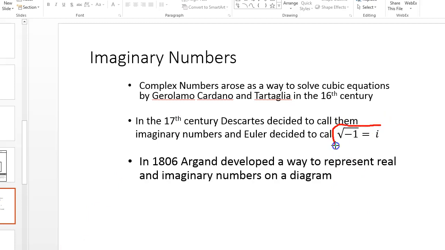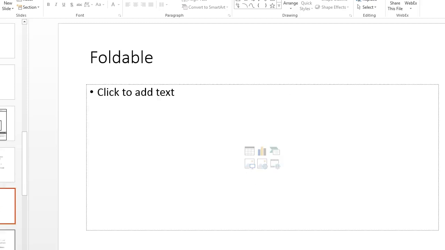If I was to write something in my notes, it would be this, okay? This allows us to solve square roots of negative numbers because now we can take out that i, and that's so important. In 1806, Argand developed a way to represent real and imaginary numbers on a diagram. As you go on in math, or if you go in other STEM-related fields, we do use i quite a bit. Okay, so let's take out that foldable and let's put some information on it.